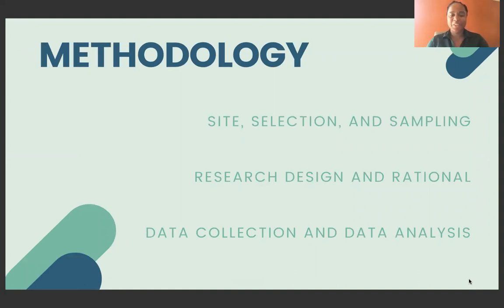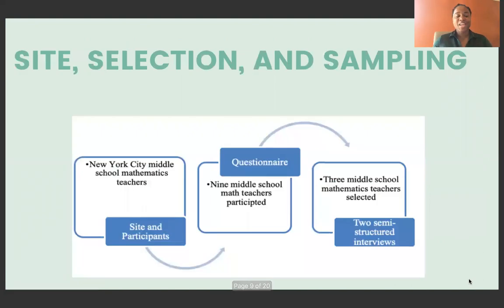Methodology. So I'm going to share with you my site selection and sampling, the reason behind my research design, and how I collected data and analyzed my data. So first, I used only New York City middle school math teachers. And initially, I sent out a questionnaire to approximately 30 middle school teachers, and I received 9 responses. From the 9 responses, I selected 3 to do my case studies. These 3 teachers indicated that they changed students' grades to meet promotional criteria, and or they have experience teaching socially promoted students in math.